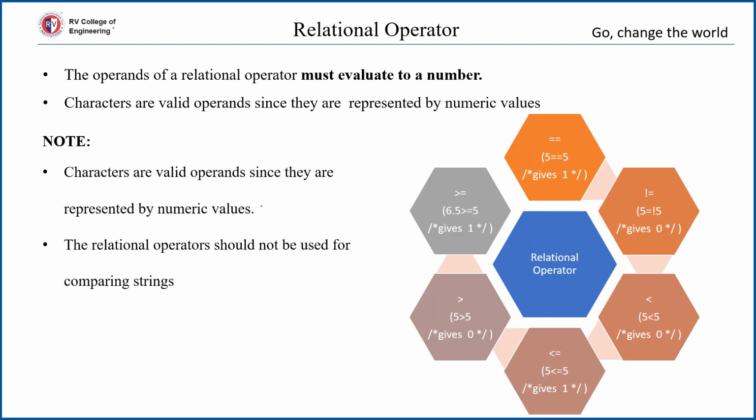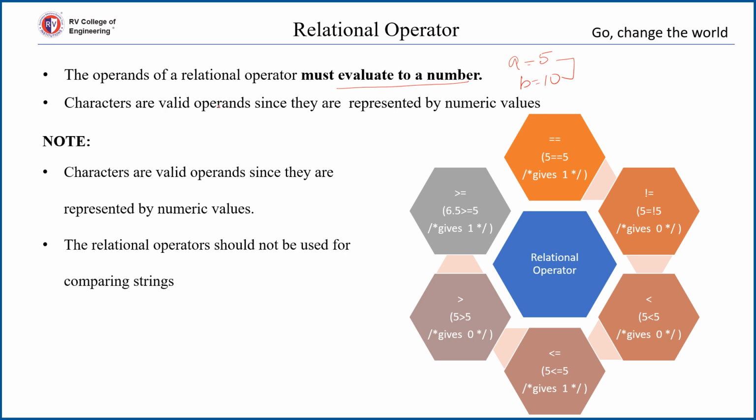Coming to the relational operator, the condition is that the operands must evaluate to a number, because we are checking the relationship between the two numbers using a relational operator. For example, a is equal to 5, b is equal to 10. These both are numbers, so now I can apply the relational operator here.